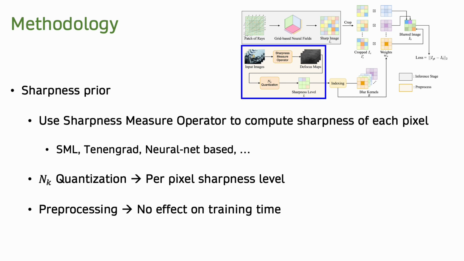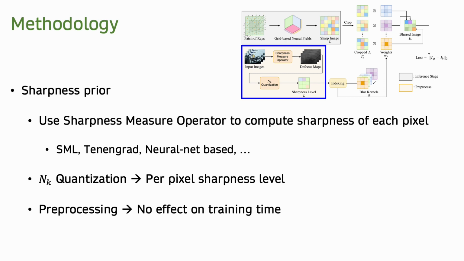We also use sharpness prior to model the scene blurriness. We use a sharpness measure operator to compute the sharpness of each pixel. There are various sharpness measure operators, from traditional SML and Tenengrad to neural net-based operators. In this work, we use a neural net-based one, DMENet, to estimate the defocus map, which represents the sharpness of each pixel. We estimate the defocus map of every training view and quantize it uniformly into NK values.